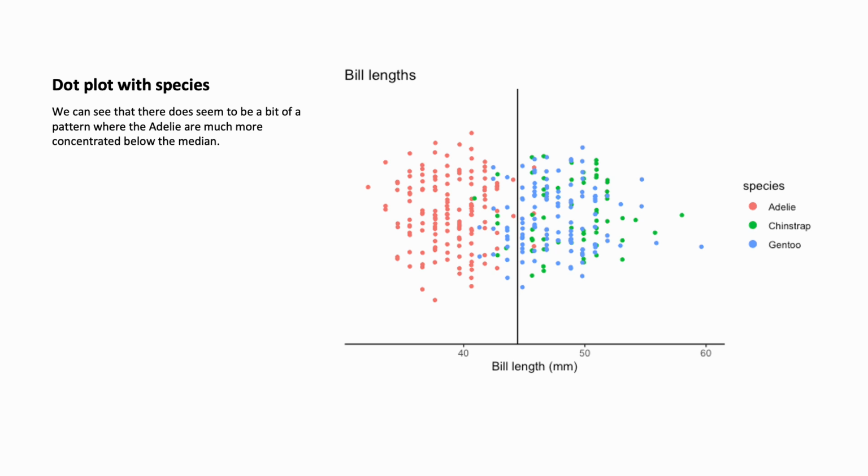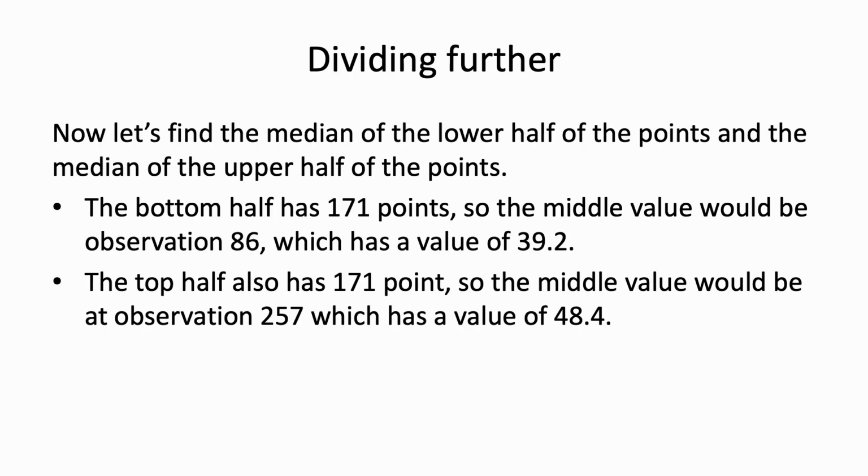So as a next step, what we can do is divide it further. Instead of 2 parts, we can divide it into 4 parts. And how do we do that? The first thing is basically to do the same thing for the bottom half, the bottom 171 points, as we did for the whole data set.